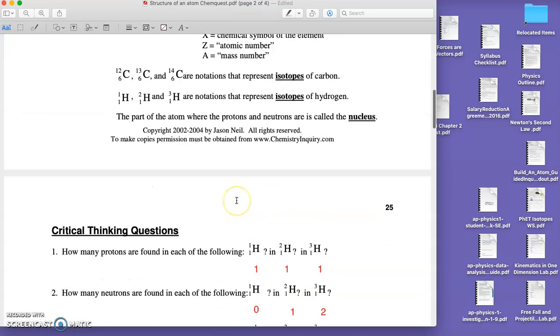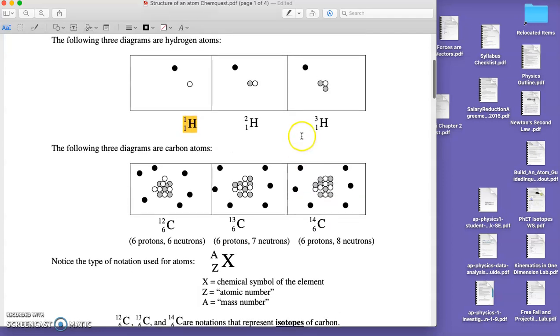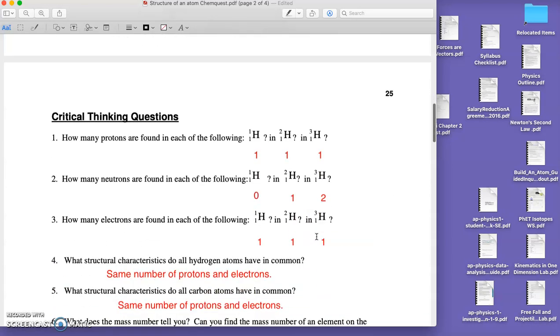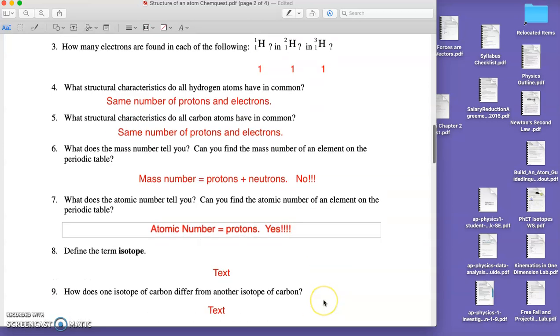Now, what does the atomic number tell you? So that's the number at the bottom, 6, 6, and 6. It tells us 2 things with carbon and 2 things with hydrogen. It tells us the number of protons and the number of electrons. Now, some will argue that that always tells us the number of protons and electrons, and I'm going to say it doesn't. And again, we'll get into that here in a second. So the atomic number only tells us the number of protons. Okay. And can you find the atomic number of an element on the periodic table? A resounding yes. It's the big number next to each of the element symbols that you see.